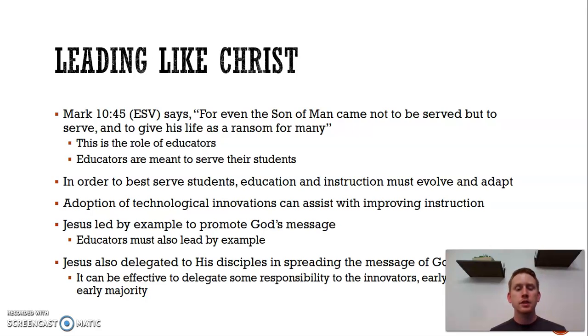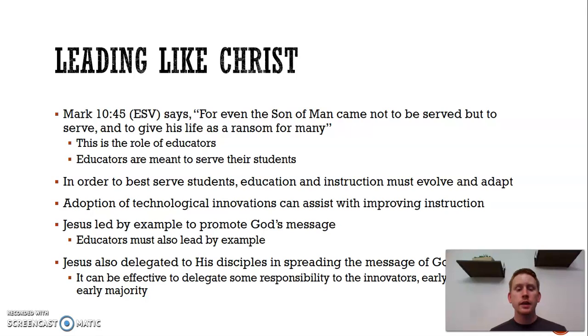In order to best serve the students, education and instruction must evolve and adapt as the times change. The adoption of technological innovations can assist with improving instruction. Jesus led by example to promote God's message. Educators must also lead by example not only with their students, but with their colleagues who may fall into the late majority and the laggard categories.